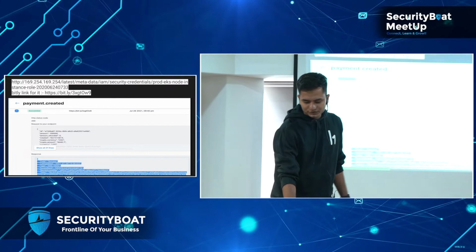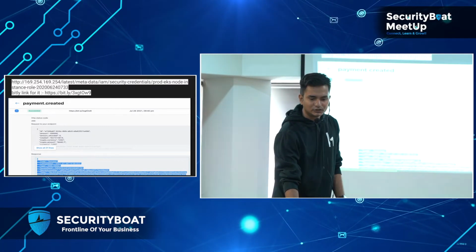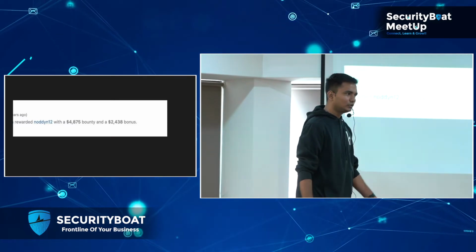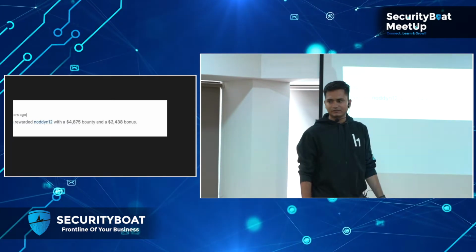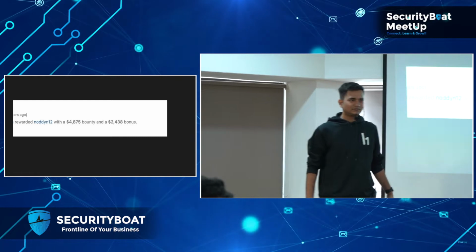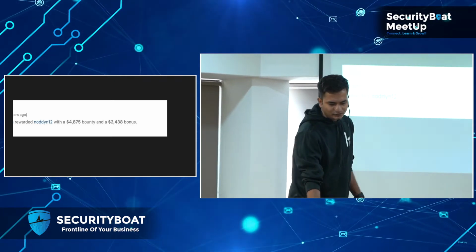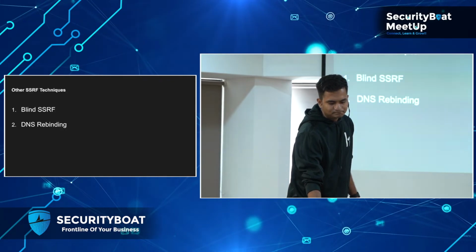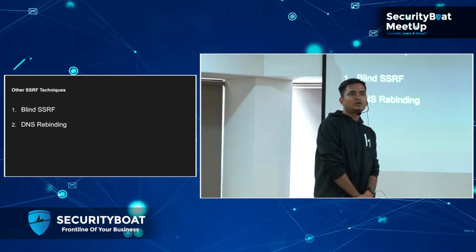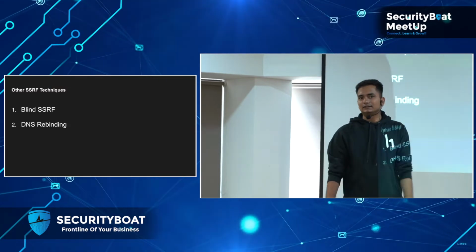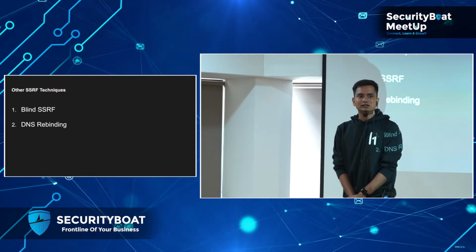So then we can use it to enumerate the permissions, but it was already confirmed, so I directly reported it. I reported it to the company, and they rewarded me with $7,000, I think. $7,000 as a bounty for this. And the other techniques for SSRF are blind SSRF, and the second one is DNS rebinding.